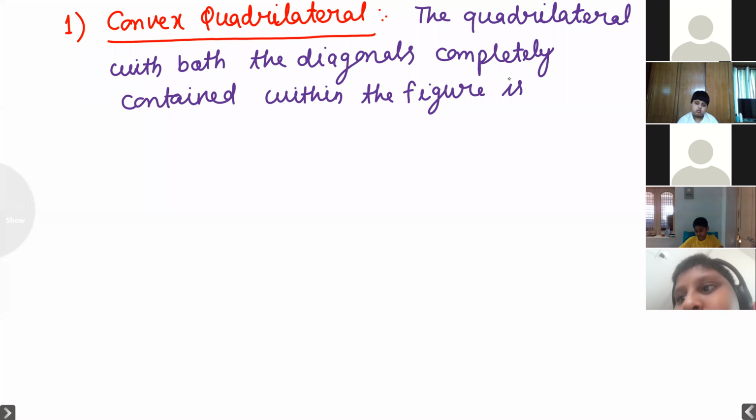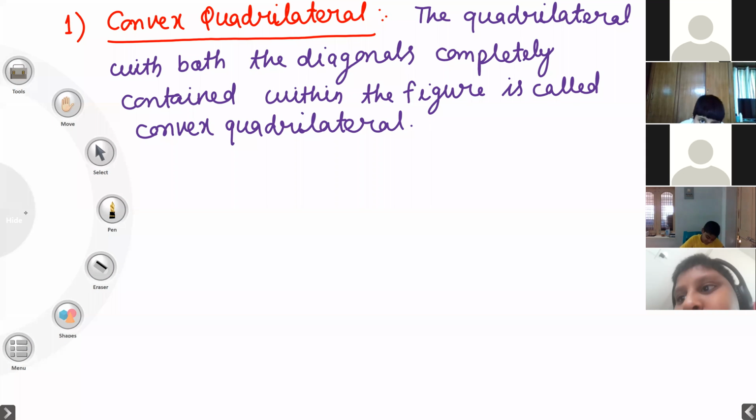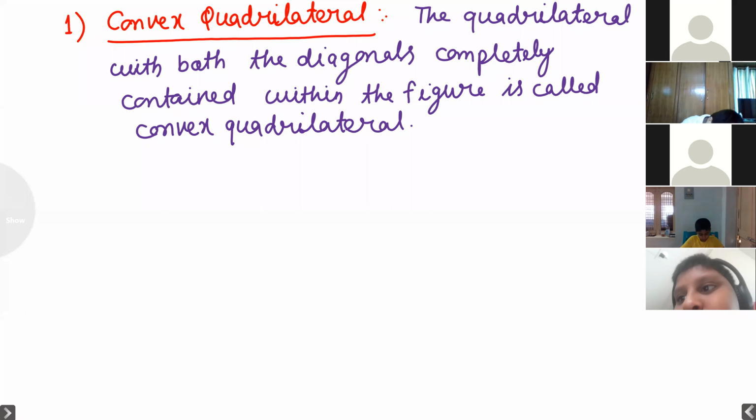is called convex quadrilateral. The quadrilateral, both the diagonals completely contained within the figure. Underline, completely contained within the figure. If both the diagonals are lying inside, that is called convex quadrilateral.